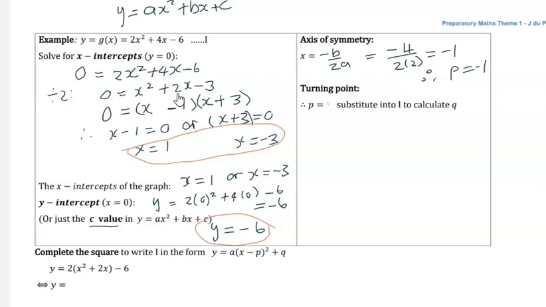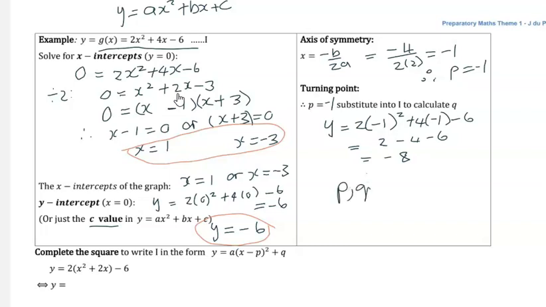And if I substitute p equal to minus 1 into this equation here, I get y equal to 2 times minus 1 squared plus 4 times minus 1 minus 6, and that will give me 2 minus 4 minus 6, and that will give me minus 8. So (p, q) is in this case (minus 1, minus 8). So that is my (p, q) value.